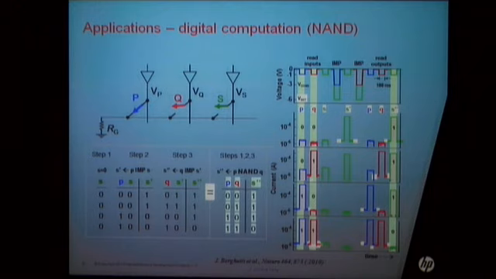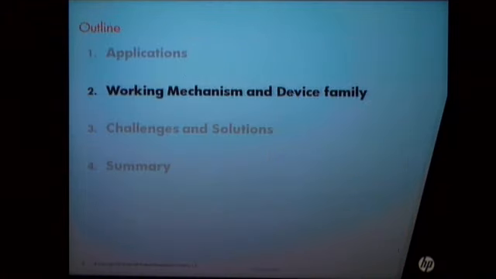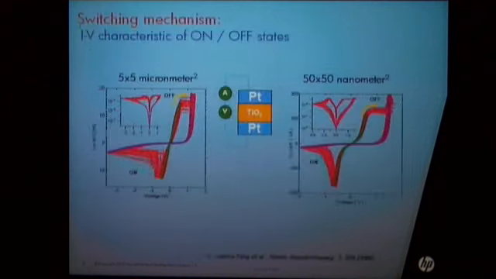Compared to the traditional logic, this implication logic has a smaller footprint, and it is non-volatile. Okay, what is the working mechanism of the device? I have talked a little about the working mechanism of the device.